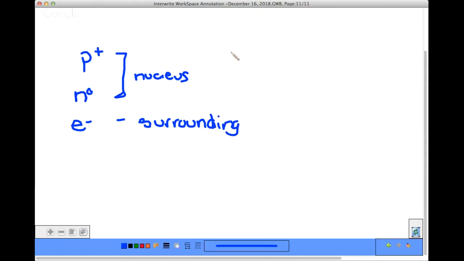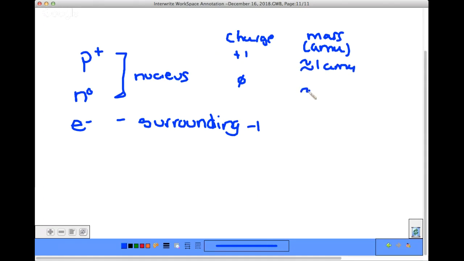A proton obviously is a +1 charge. A neutron is 0, and an electron is -1. So +1, 0, -1. We can also talk about their mass, and we talked about their mass according to AMUs, and we said that a proton is about 1 AMU. A neutron is about 1 AMU. And an electron is really small. It's like 1/1800th of an AMU.